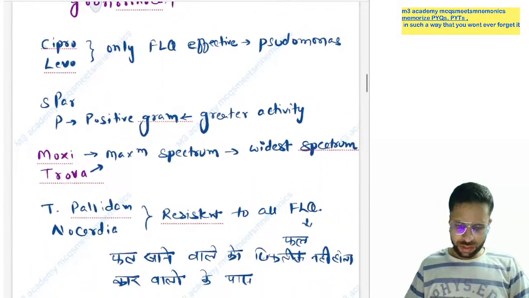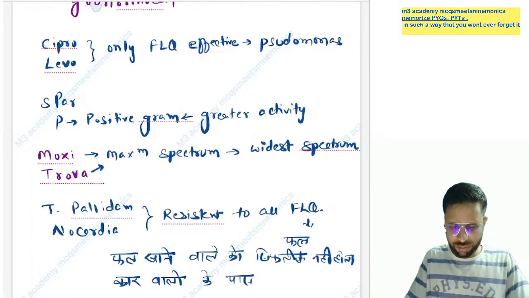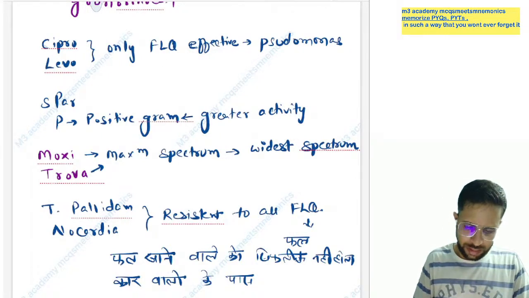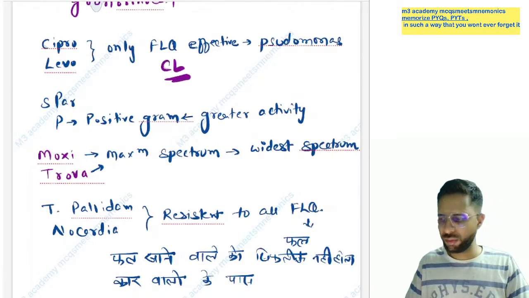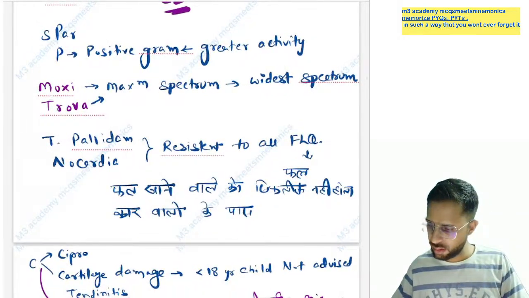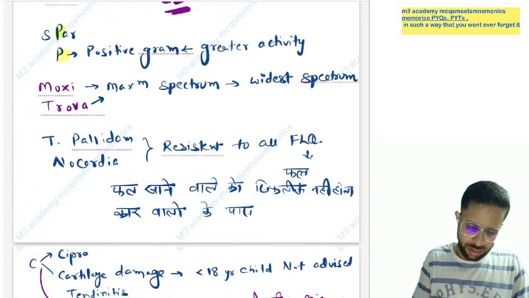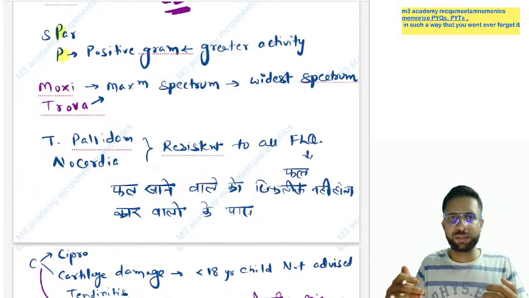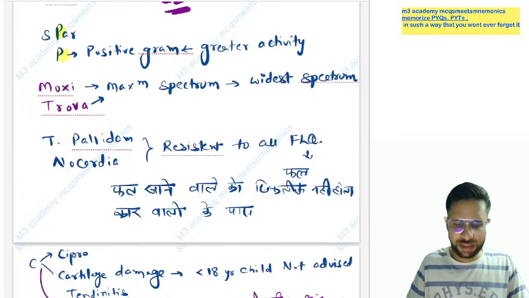Now so Cipro and Levo are the only fluoroquinolones that are effective for the Pseudomonas. Yes, so you can remember only CL drugs. Only CL drugs are effective for the Pseudomonas. Yes. So now next is sparfloxacin. Spar is a P. So this works more for the gram positive bacteria. Sparfloxacin में क्या आता है? P. P का मतलब ये ग्राम पॉजिटिव के लिए ज्यादा काम करेगी.